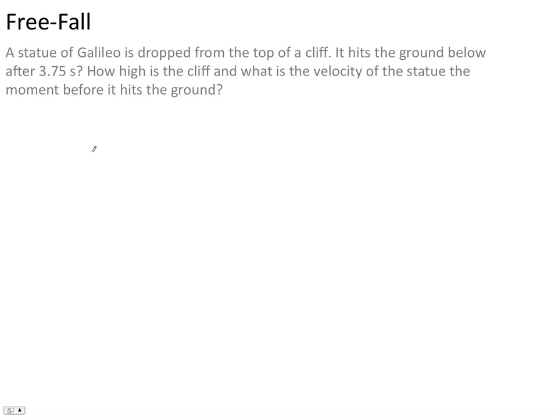A statue of Galileo is dropped from the top of a cliff. It hits the ground below after 3.75 seconds. How high is the cliff, and what is the velocity of the statue the moment before it hits the ground?